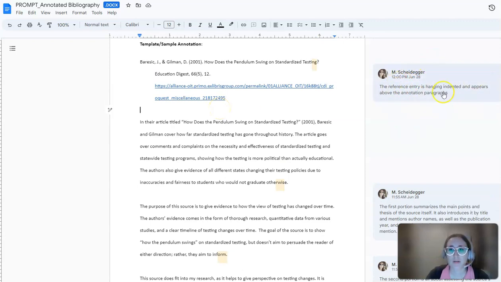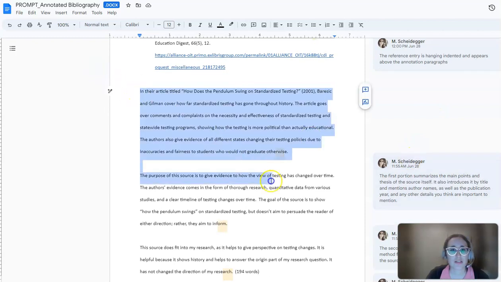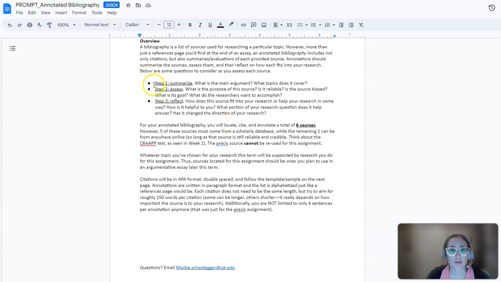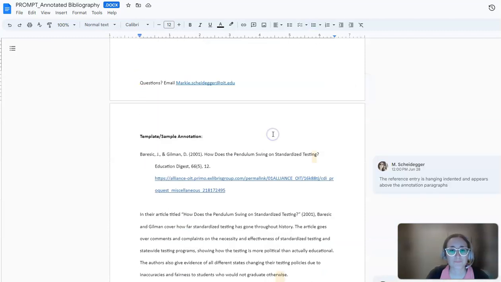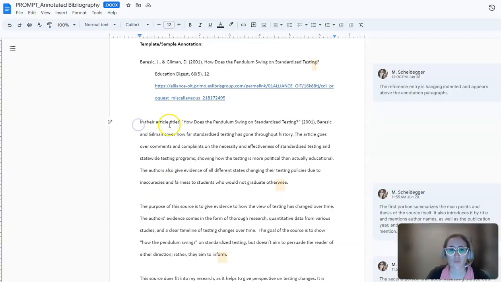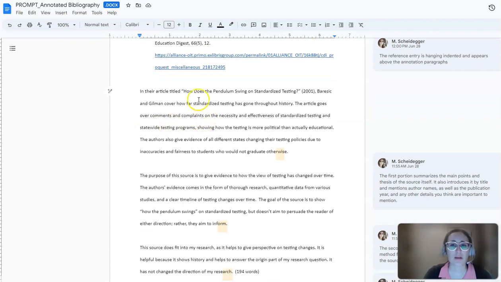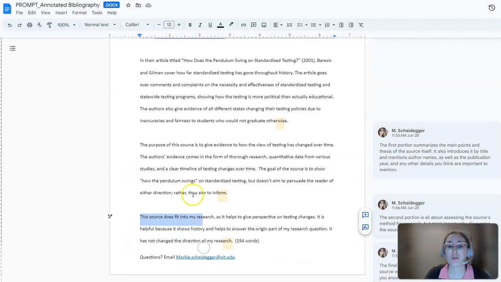You'll see my comments on the right hand side letting you know more about the formatting, but you'll notice it's split into 3 paragraphs to coordinate with steps 1 through 3. It's all left aligned, 1-inch margin, double spaced, but again, it's a really good example of what sort of information you should be writing about in your annotated bib. Again, what is the source about? What is the purpose? And then how does it fit into your own research?